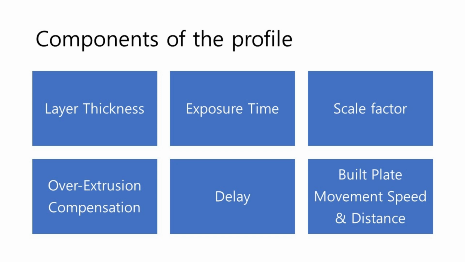4. Over-extrusion compensation. This compensates for any dimensional inaccuracies that may occur during the printing process, improving the final product's dimensional accuracy. 5. Delay. This is the time allowed after printing a layer for the movement of the resin in the vat; this step is crucial for optimizing print quality. 6. Build plate movement speed and distance. These settings determine the movement speed and distance of the print head, impacting the efficiency and quality of the printing process.